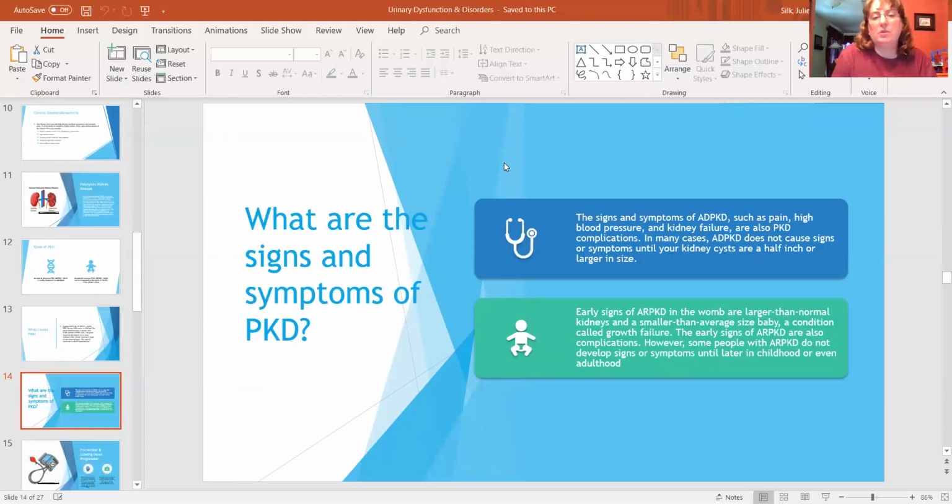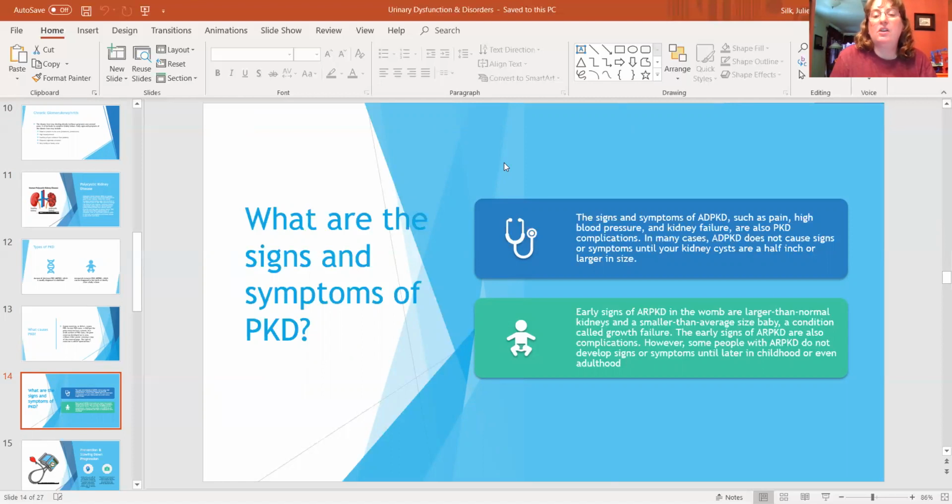So signs and symptoms of this, usually people will have pain, high blood pressure is the big one, kidney failure, and those are the big things, I guess. And in many cases, sometimes people don't have signs and symptoms, so they don't even realize they have it until they have some kind of imaging to show these, and that's how they find out.